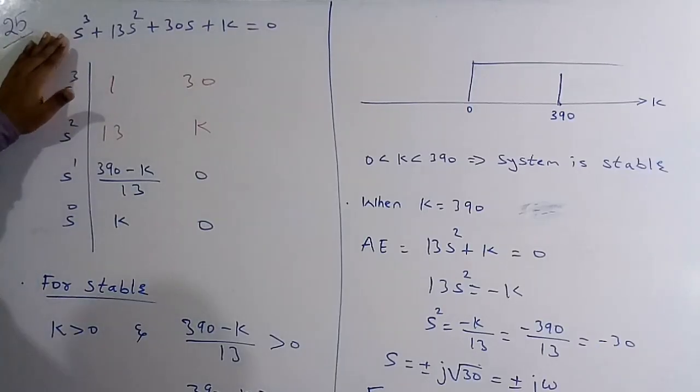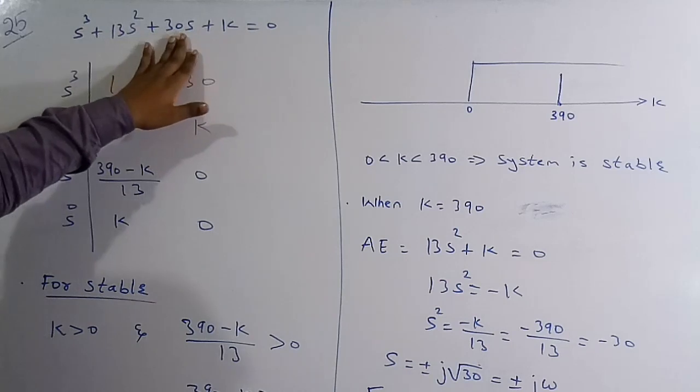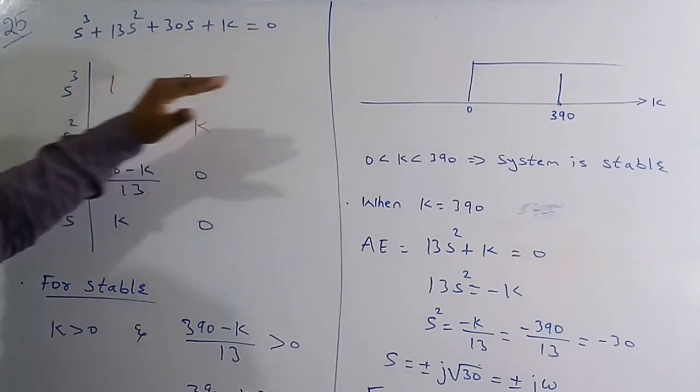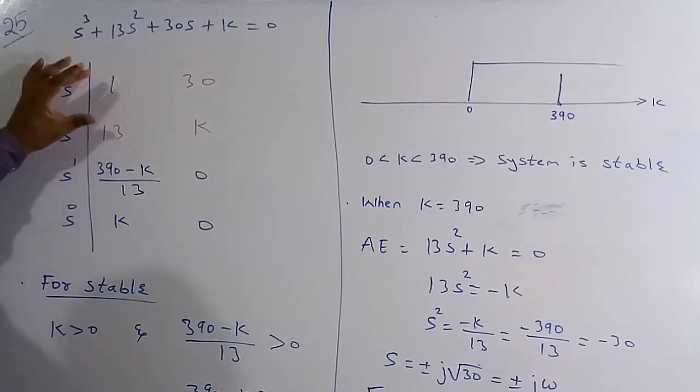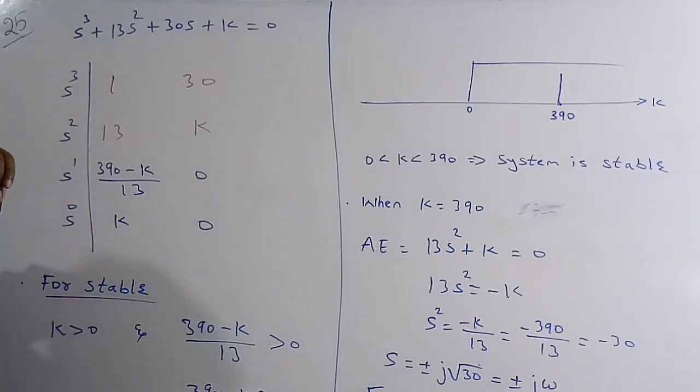So this is the characteristic equation, s cube plus 13s square plus 30s plus K is equal to 0. Now I am going to make a Routh criteria table: s cube, s square, s to the power of 1 and s to the power of 0. First 2 rows I need to fill, and based on these 2 rows I need to fill the remaining rows.